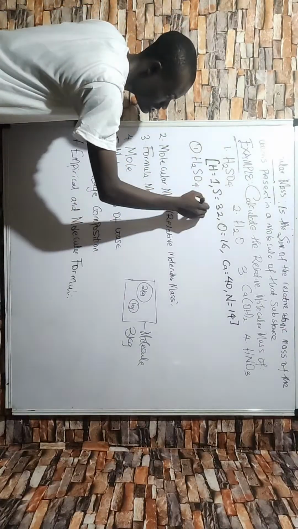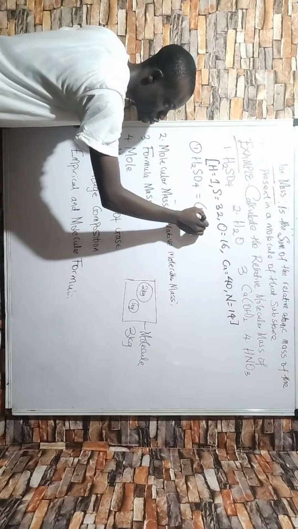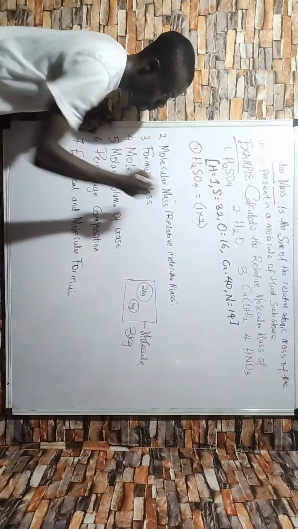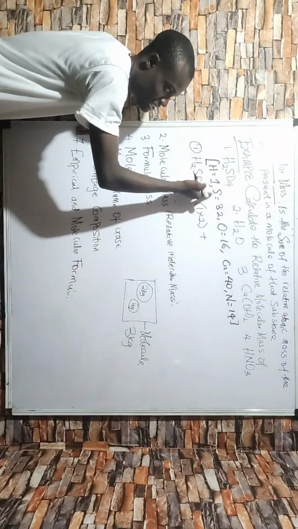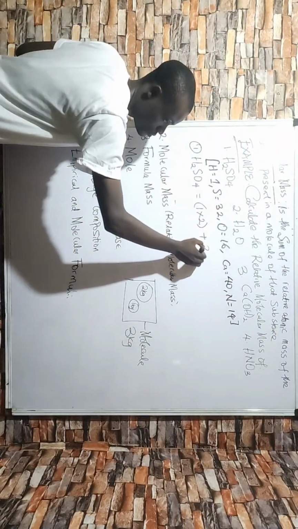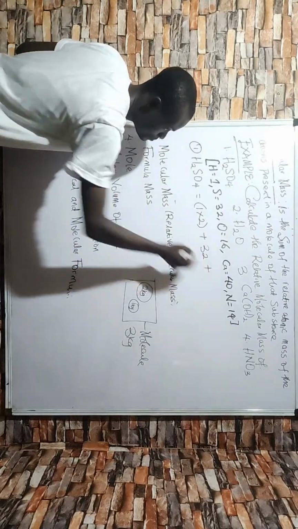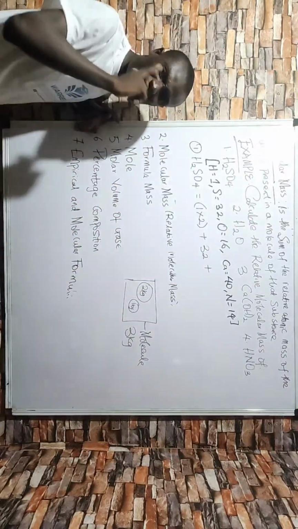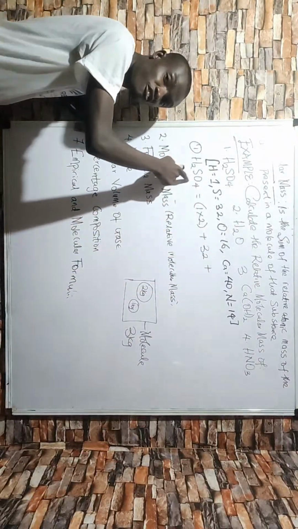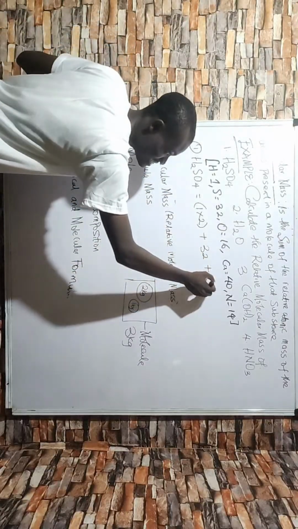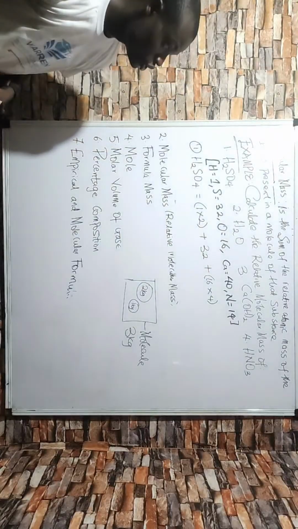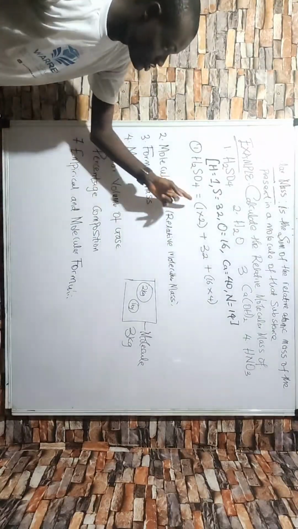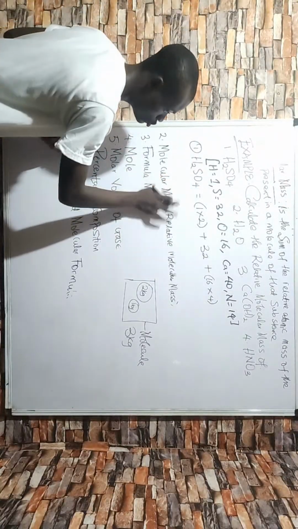We are going to have 1 times 2 because we have 2 of it, plus the next is sulfur. Sulfur is just 1, so 1 atom of sulfur is 32. Plus oxygen, 1 atom is 16, but we have 4 atoms of it. So I'm going to say 16 times the 4 atoms we have. So we are simply going to calculate. Now 1 times 2 will give us 2.